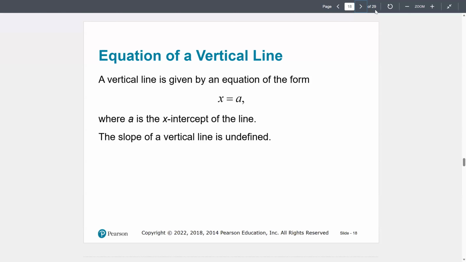We can have a vertical line. A vertical line will not be a function, however. So this was a little different to think about. A vertical line is given by the equation of the form x equals a, where a is just going to be the x-intercept of the line. We haven't worried about x-intercepts before. The slope of a vertical line is going to be undefined. We'll see in a minute why that's going to happen.